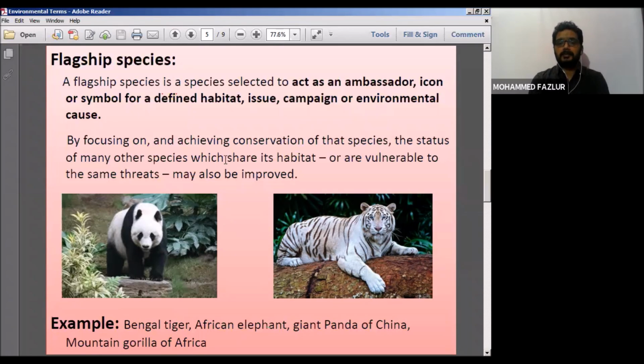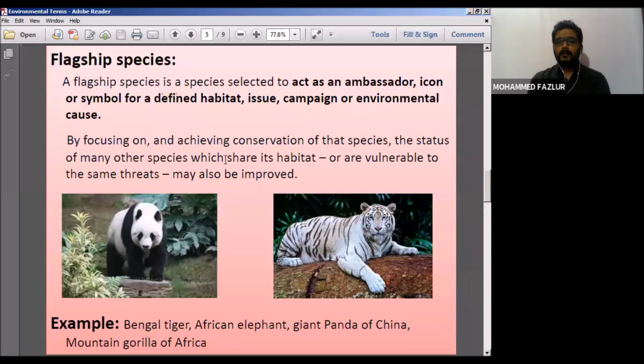Those are flagship species. Flagship species, for example, when we consider a habitat or an ecosystem, a particular ecosystem has a unique species, for example the Royal Bengal tiger. Where do we get to see the Royal Bengal tiger? We can see the Royal Bengal tiger in West Bengal, in the Sundarbans, in such areas. The African elephant, which is very unique to the African continent, the giant panda of China, or the gorilla of Africa.